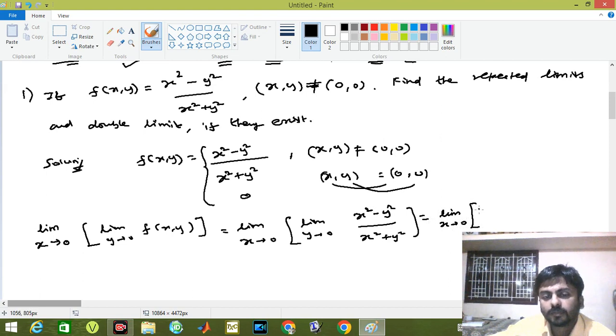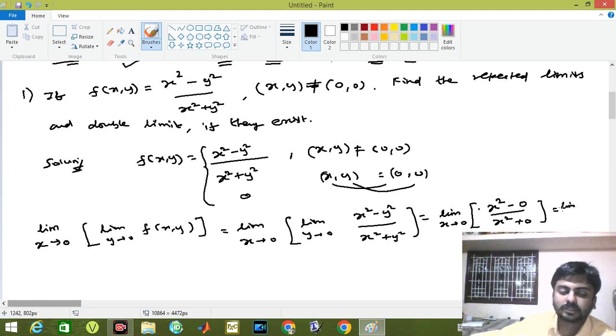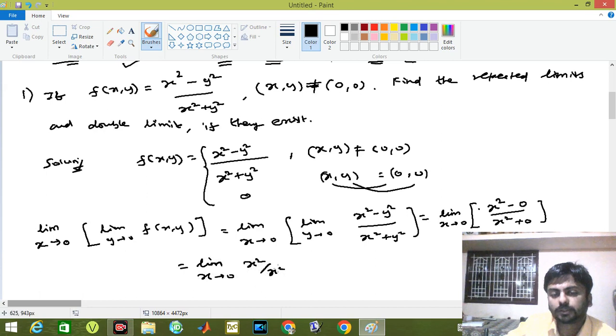that is equal to limit x tends to 0, then here you have to substitute 0 for y. So you will get x square minus 0 by x square plus 0, that is equal to limit x tends to 0 of x square by x square.